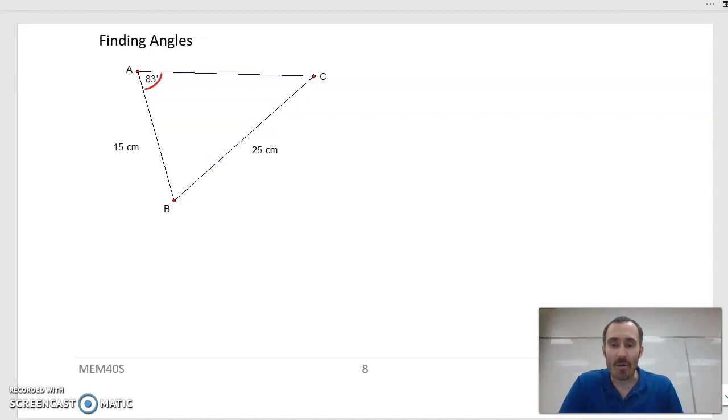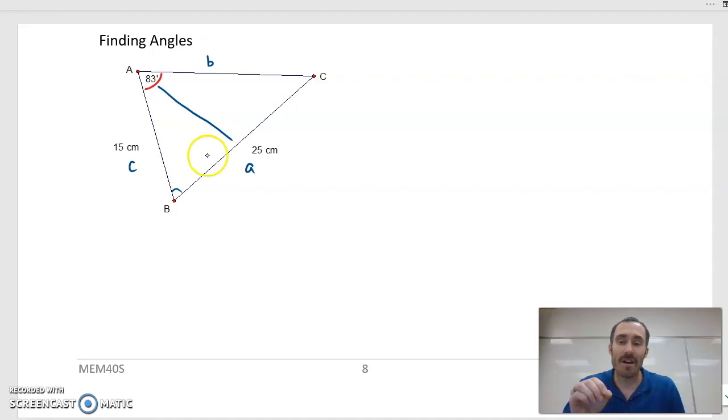And so I want to ask myself, as always, do I see any completed side angle pairs? So this is angle A, this is side A, this is angle B, this is side B, angle C, side C. I can see that this side angle pair is completed. I have both the side and the angle. So I'm going to use that one to start off with.